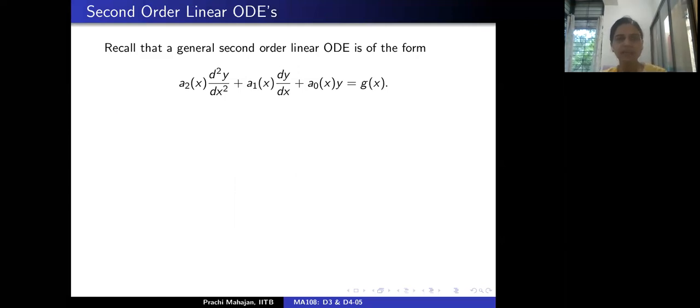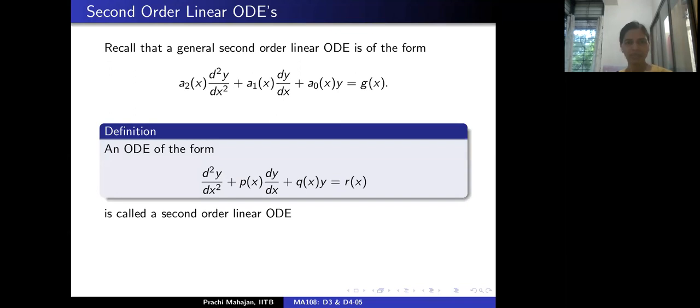So we would start out with second order linear ordinary differential equations. Recall that we are looking at linear in the y variable, the unknown function y. So a general second order linear ordinary differential equation is of the following format. a2, which is a function of the variable x alone, d square y by dx square plus a1 dy by dx plus a0(x) y equals some function g of the variable x alone. Correct?